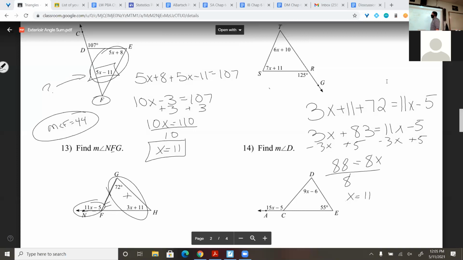And again, I am solving for angle NFG. So the measure of angle NFG is going to be 11 times 11 minus 5, or 121 minus 5, which will be 116 degrees.